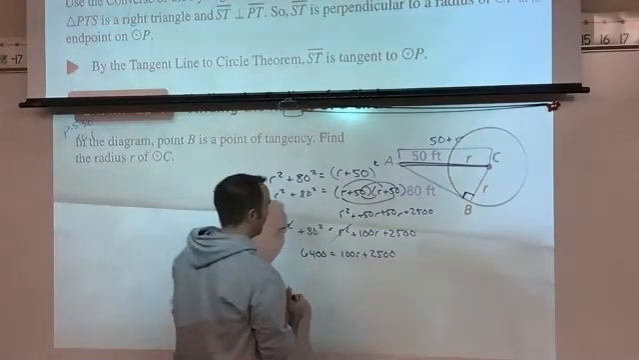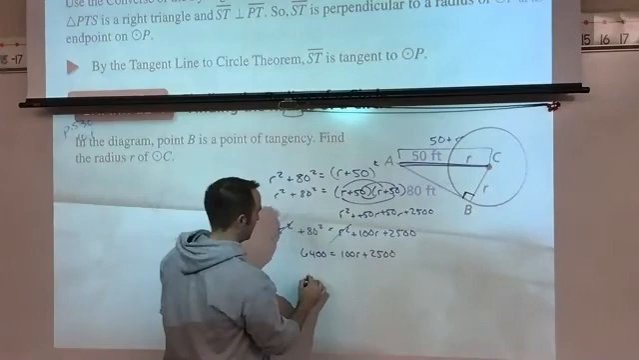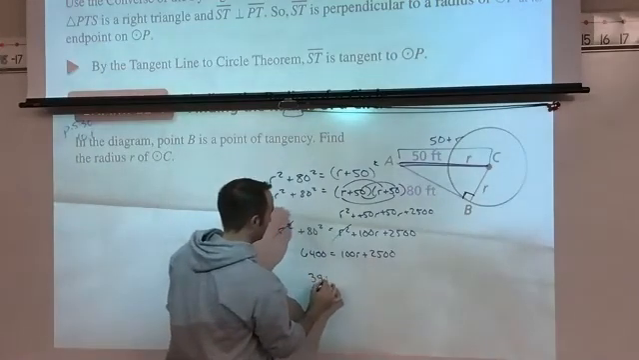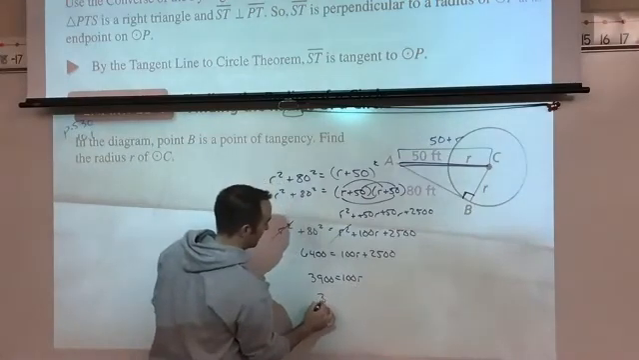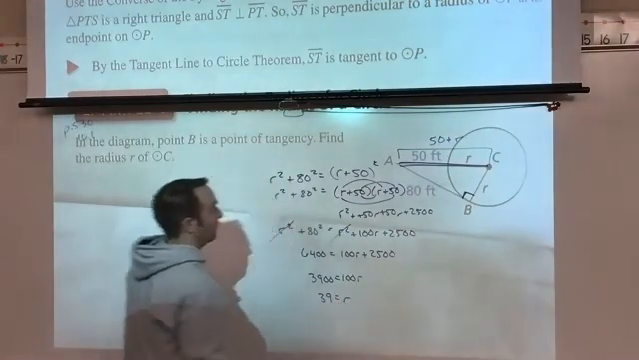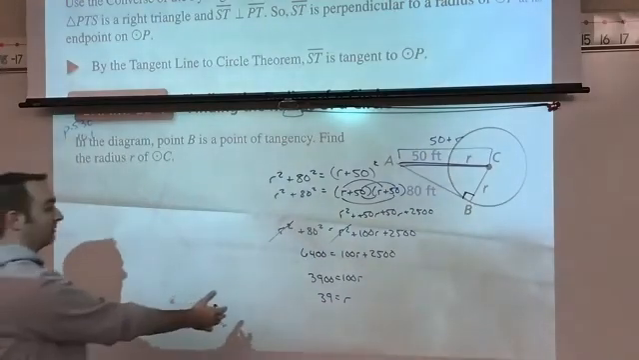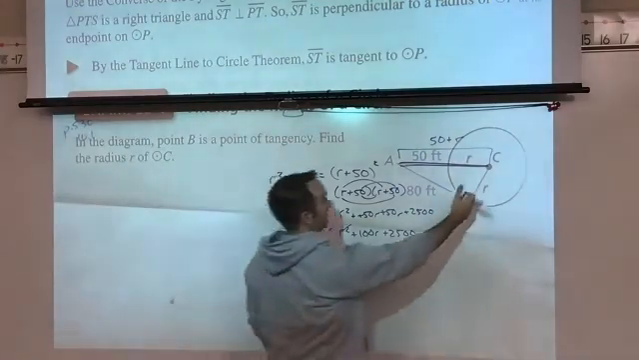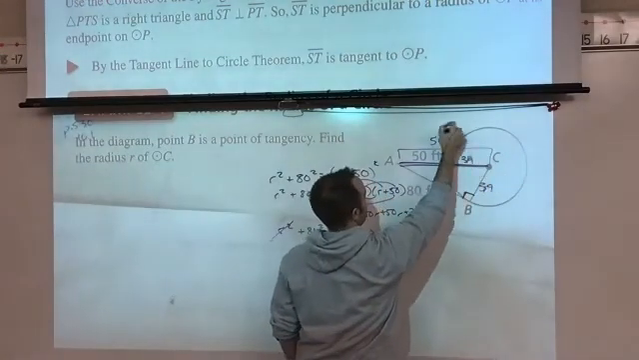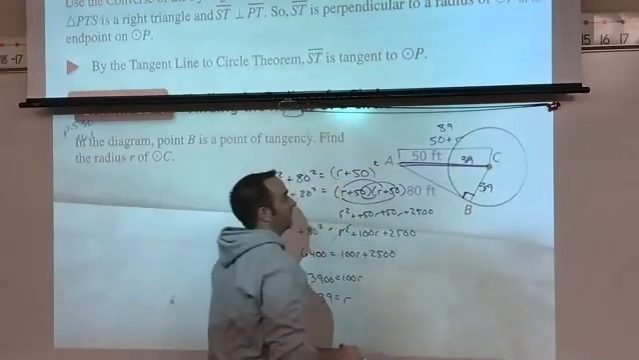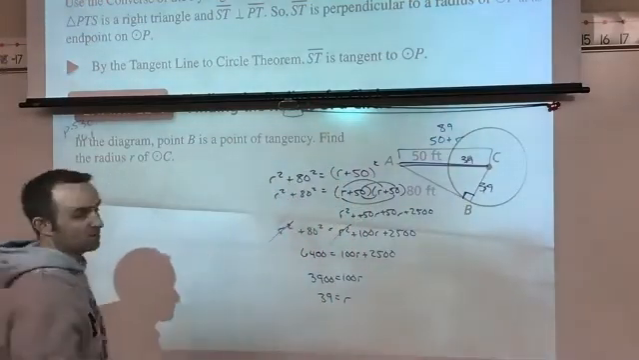Subtract the 2,500. What's that going to give us? That's going to give us 3,900 is equal to 100R. Divide by 100, and we're going to get 39 as that radius. Now we could double check, right? We could take that 39, put it here, realize that this is going to be 89, and then try our Pythagorean theorem and make sure that it works.